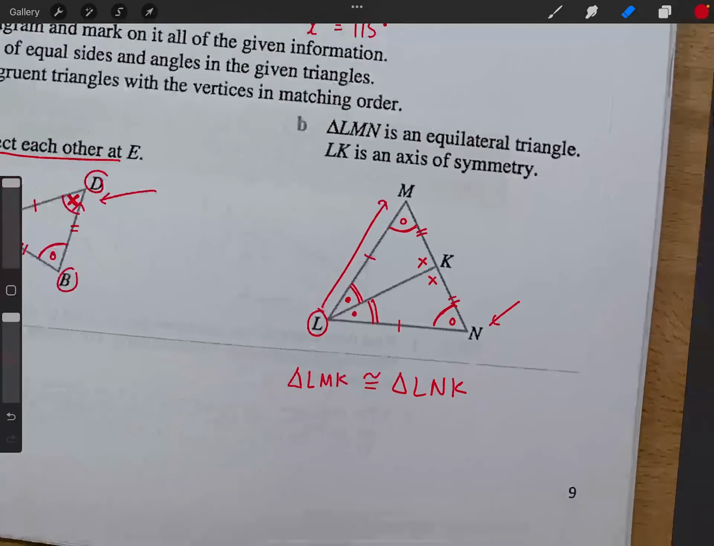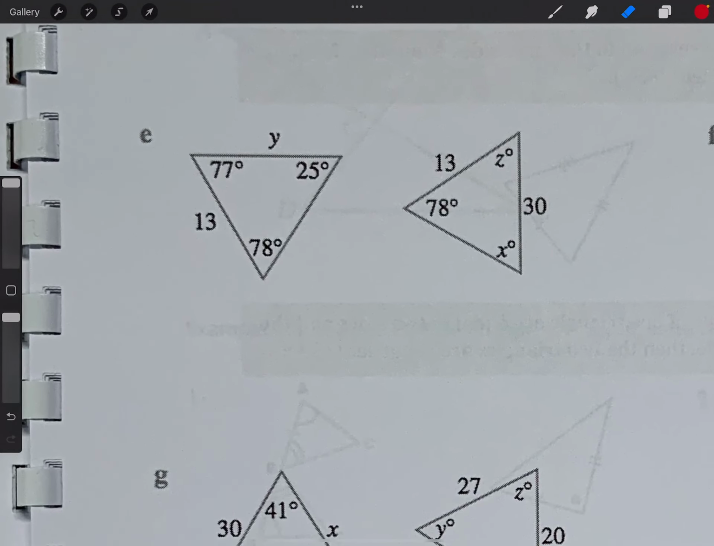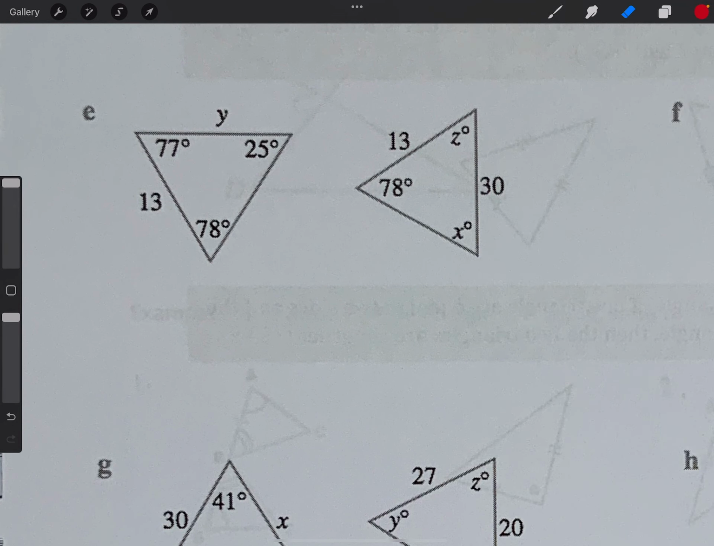Okay, maybe I'll do one more of this one, question E. Wait, do I have any more? Oh no, that's it.